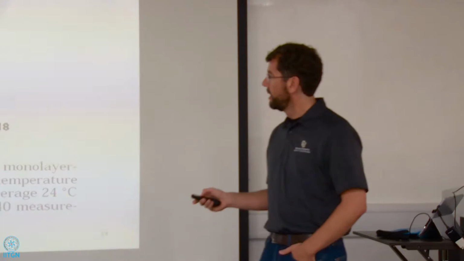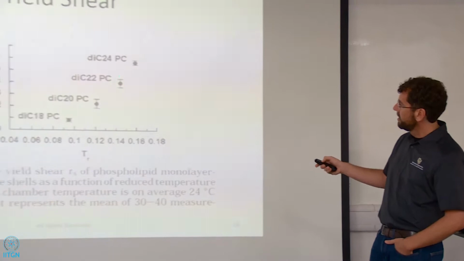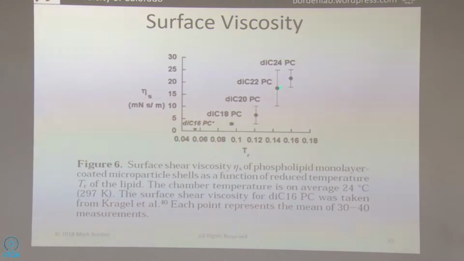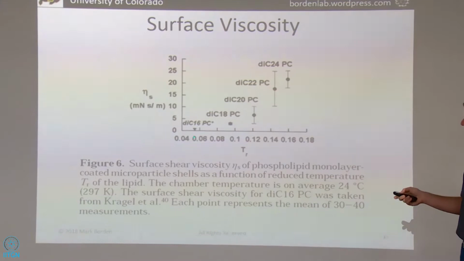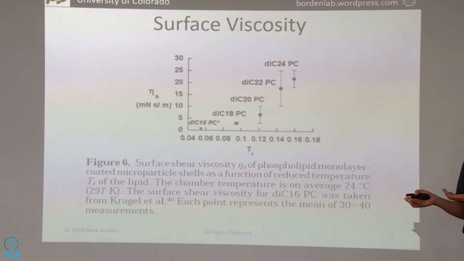And what he saw was, as you increase the acyl chain length, you increase, in this case, the shear yield, but also the surface viscosity. DPPC, it turned out, is not inviscid; it basically moves, it doesn't have a viscosity, at least that could be measured under the system. Whereas these lipids, you could.